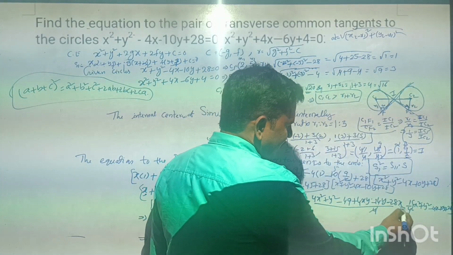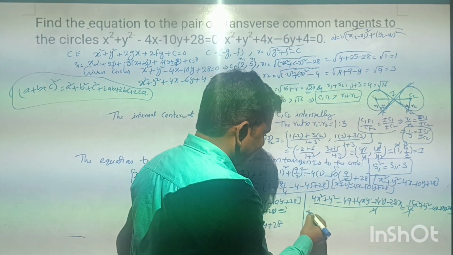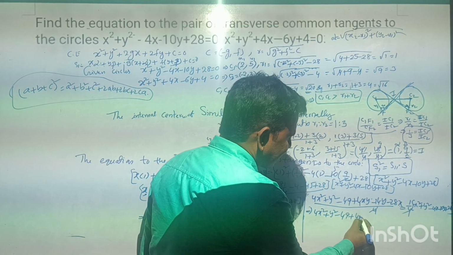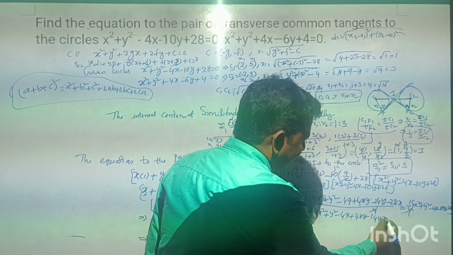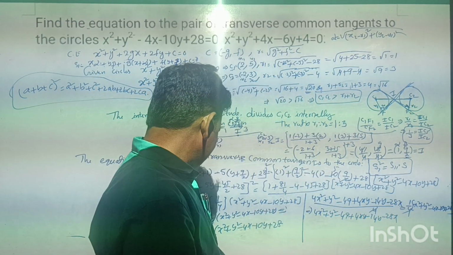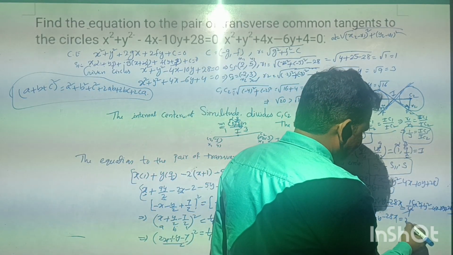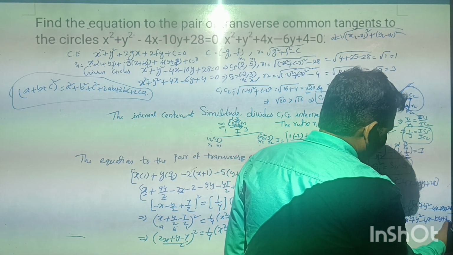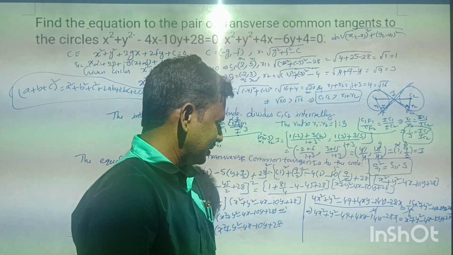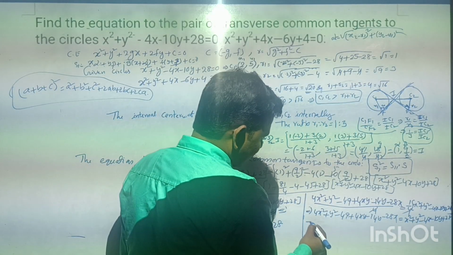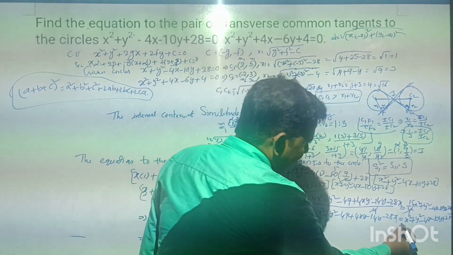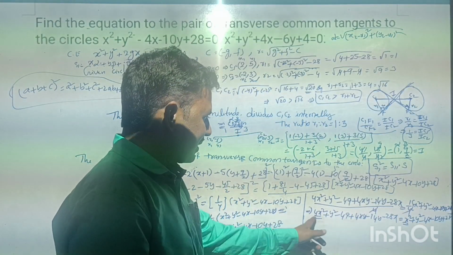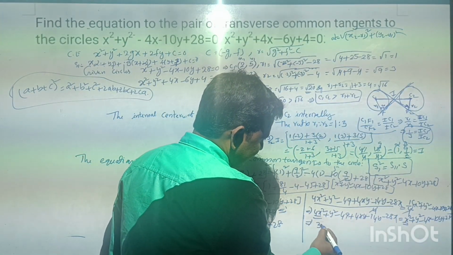So here the 4 is cancelled. Our remaining term equal to 4x square plus y square minus 49 plus 4xy minus 14y minus 28x, equal to x square plus y square minus 4x minus 10y plus 28. All terms transfer to the left side. So 4x square, here x square. So now we get the x square. Now 4x square minus x square, 3x square.